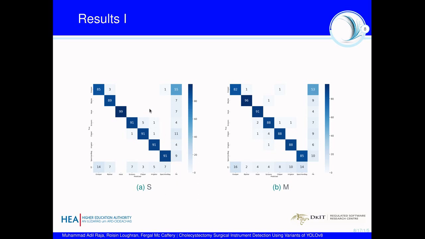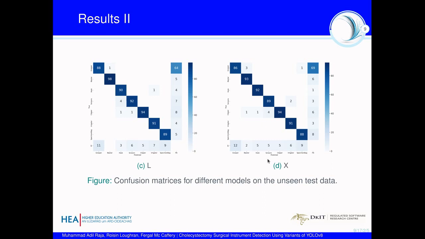So this is a good tool, and the bluer it is over here on the diagonal entries, the more accurate the model is. So this is the confusion matrix for the small model, and this one is for the medium model, and similarly this is for the large, and this is for the extra large model. And we see over here that the accuracy of the model is higher for both the large and the extra large models as opposed to the previous ones, which are over here.